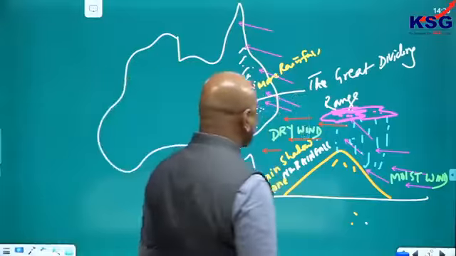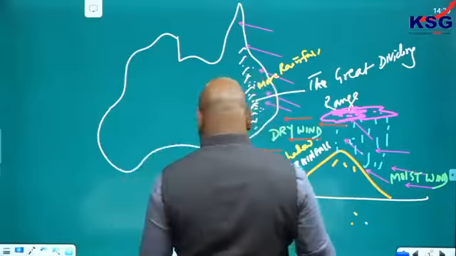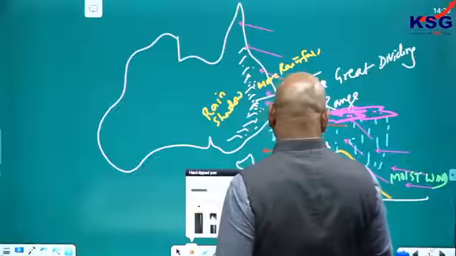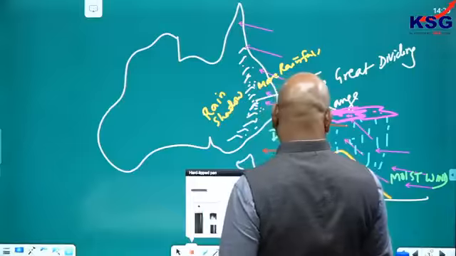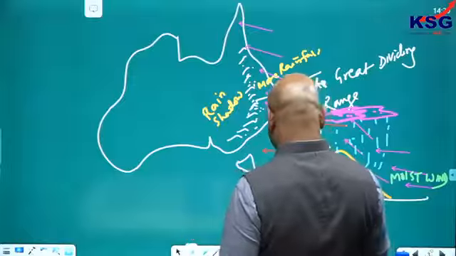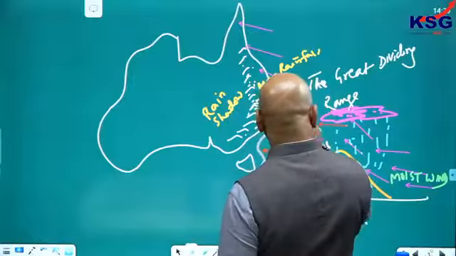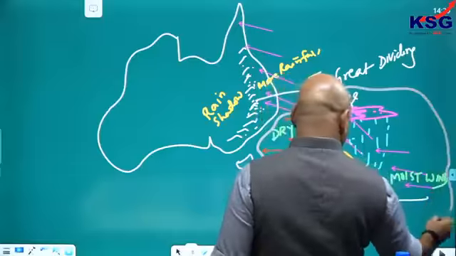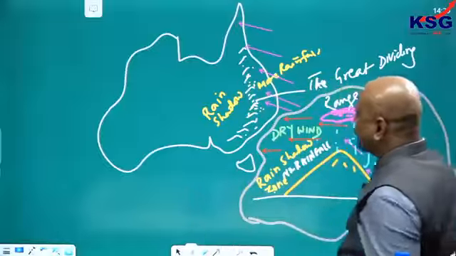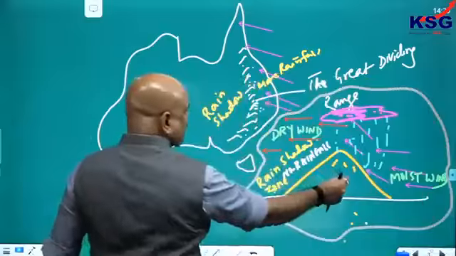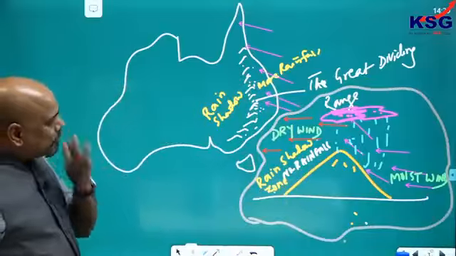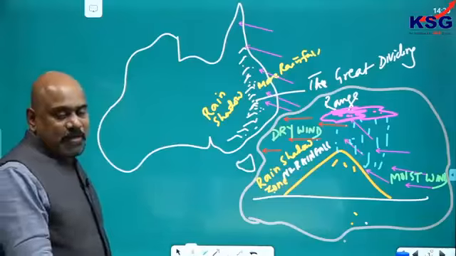You got it? By the way, this is a separate image and this is a separate image. This image is separate from this one. Let me draw a boundary on both of them. This image is different from that. Okay. So let us put this mountain here, then you will have it like this, right? Great Dividing Range.